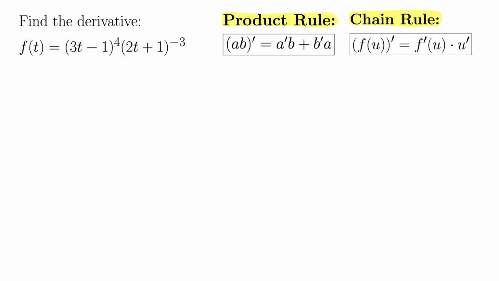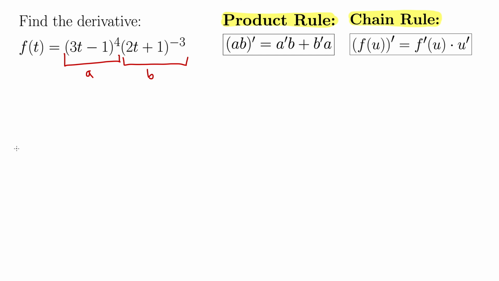And of course, the chain rule reminds us to take the derivative of the outside function first. So f prime of the outside, leaving the inside alone, times the derivative of the inside. Okay, so let's do this all together here. Looking at this function, I'll treat this first bit here, 3t minus 1 to the fourth, as a, and the second bit as b, 2t plus 1 to the negative 3.